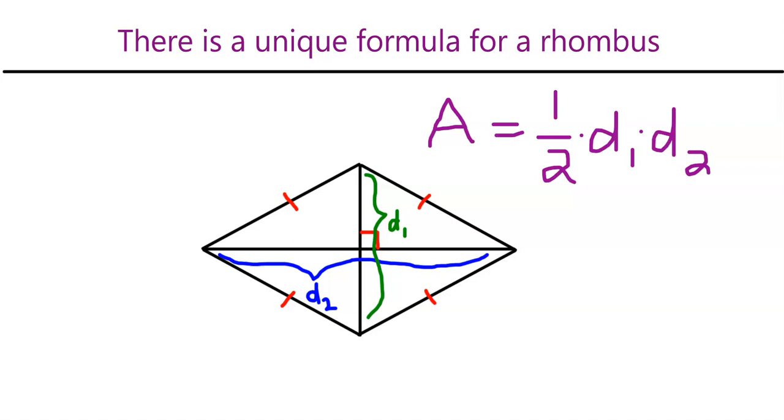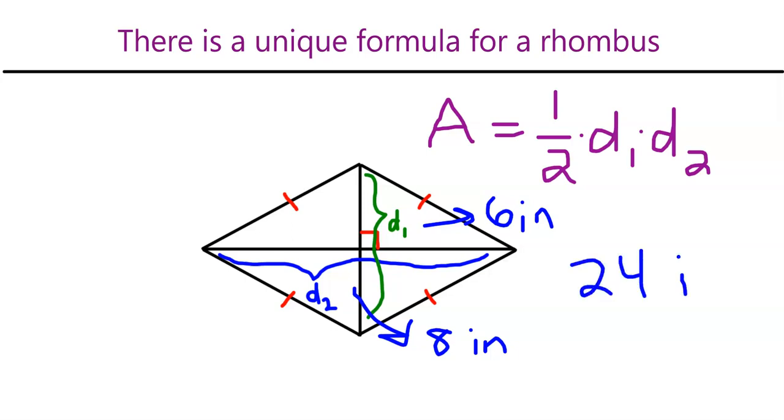So in this case, if we knew diagonal 1 was, let's call it 6 inches, and diagonal 2 was 8 inches, then the area of this rhombus would be 1/2 times 6 times 8, or 24 inches squared. Because again, that is 1/2 times 6 times 8.